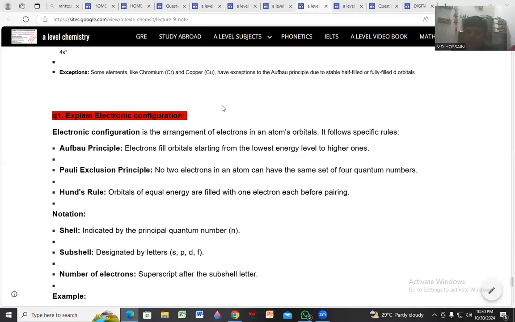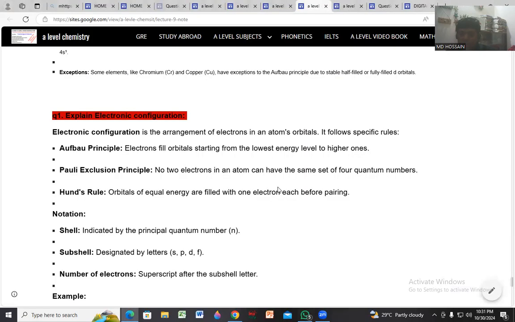In the case of electronic configuration for A-level chemistry, we should use the orbital concept, not the circular orbit. In the orbital concept, we should use s, p, d, f, right? What is an orbital? We know the three-dimensional space around the nucleus is the orbital. We have discussed it earlier, but today our discussion is only about electronic configuration. So what do you mean by electronic configuration?